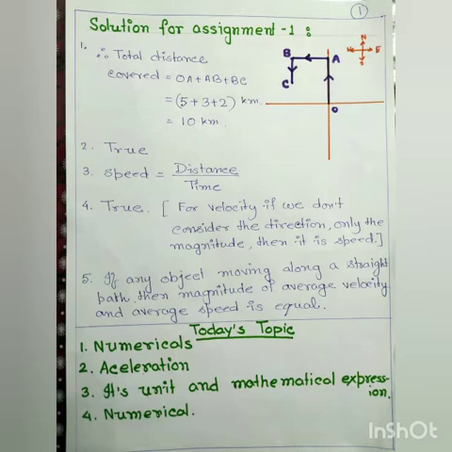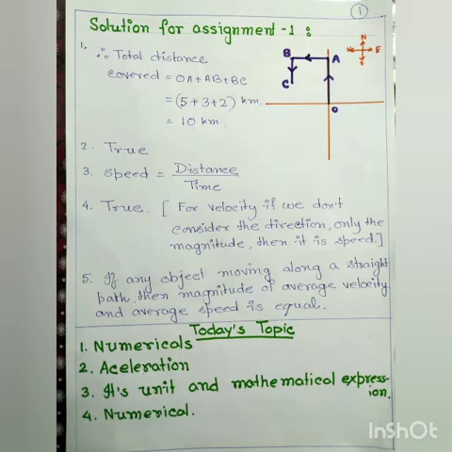Now for the second problem, a car drives 80 meters forward. Here we have to consider it's moving along a straight path in the forward direction. So displacement and distance will be same. So the answer will be true. Now for the third question, speed is equal to distance by time. So the option will be B, that is distance.